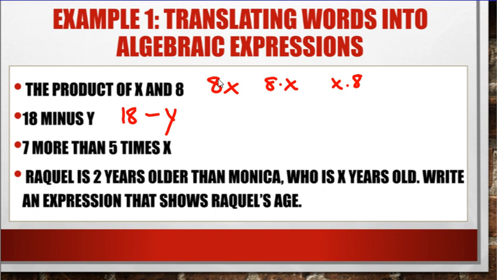7 more than 5 times x. So I'm adding 7 to whatever 5x is. So 5x plus 7. 7 more than the answer of 5 times x. And Raquel is 2 years older than Monica, who is x years old. Write the expression that shows Raquel's age. So if Monica is x, Raquel is 2 years older. So take Monica's age, add 2. That's Raquel's age.